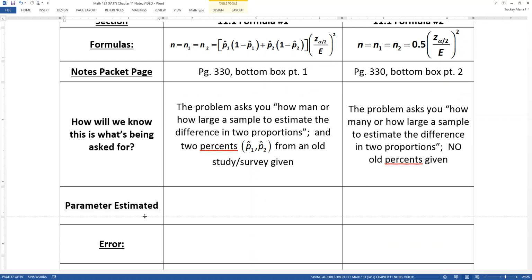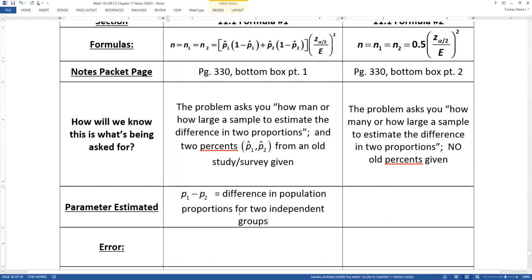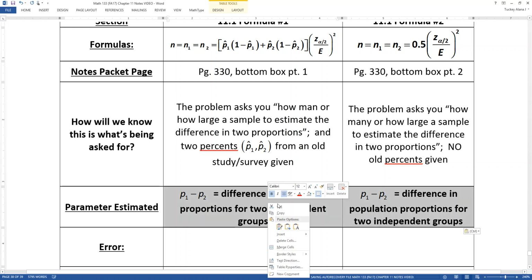Now, what parameter are we estimating here? Well, you'd be estimating the difference in two proportions, so p1 minus p2. In other words, you're trying to determine if there's a difference in the population proportions for two separate groups, for two independent groups. That's true for both of them, in fact. They're both trying to figure out whether there's a difference. It's just a question of how many people you need to poll to determine whether there is a difference or not.